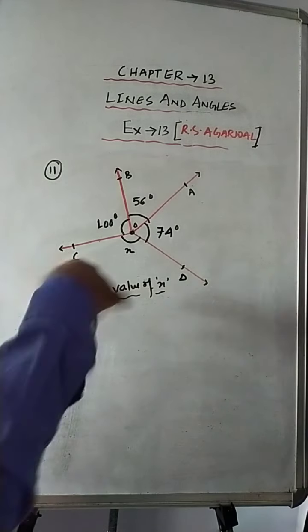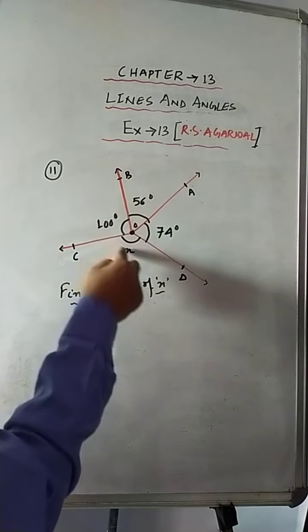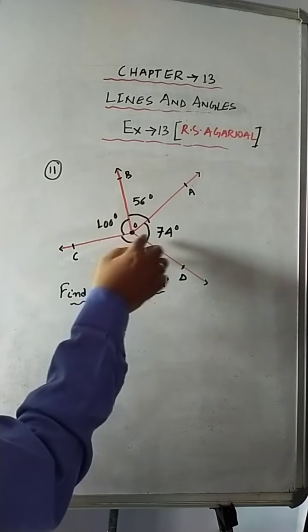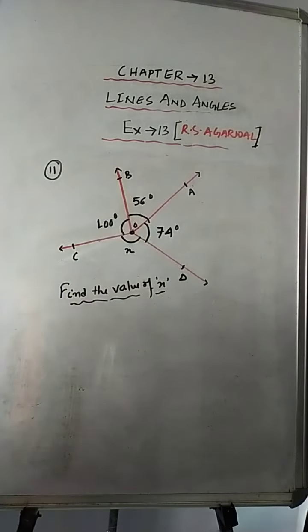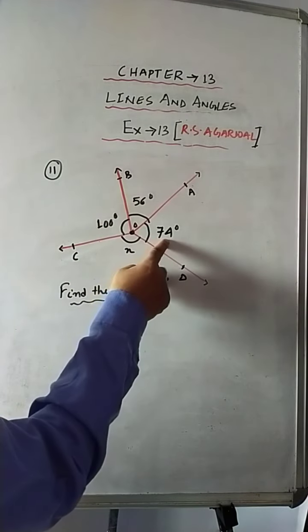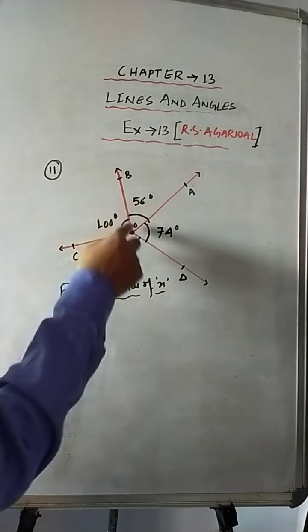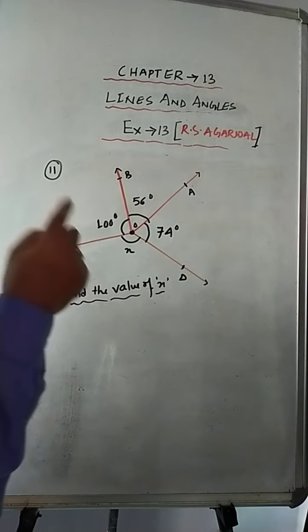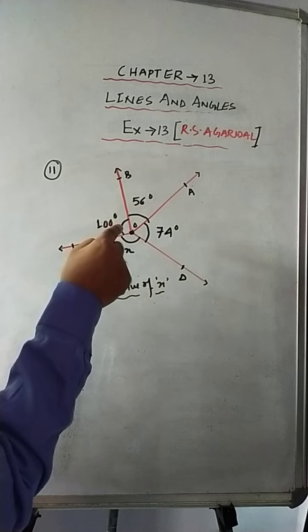Fine. So you see that the entire 360 degree, if I consider this whole angle, the entire 360 degrees will be divided into 1, 2, 3, 4, 4 parts. Okay, 4 parts. Now this part is equal to 74 degree. This angle measures 56 degree. This angle measures 100 degree. Now you have to find out the measure of this angle, that is x. So you have to find out the value of x.